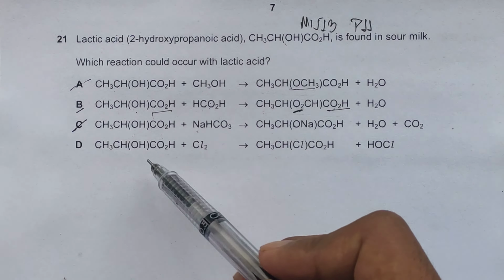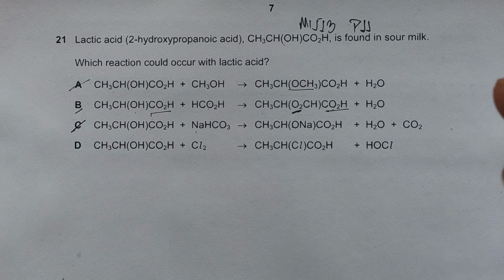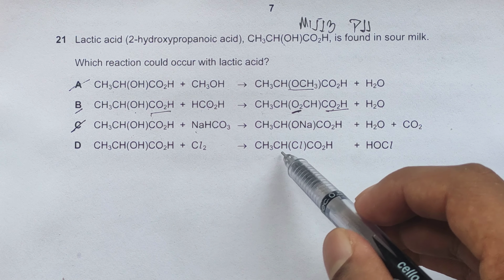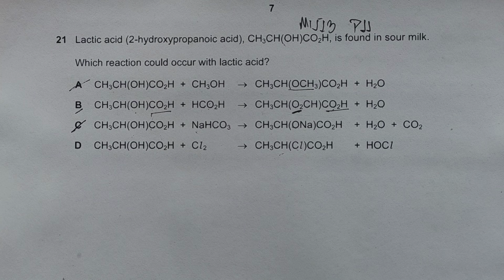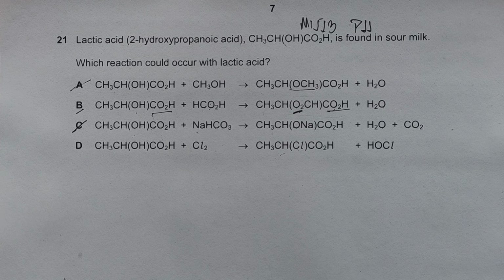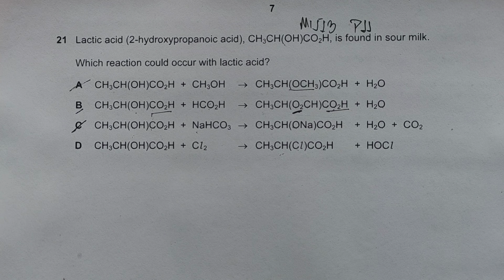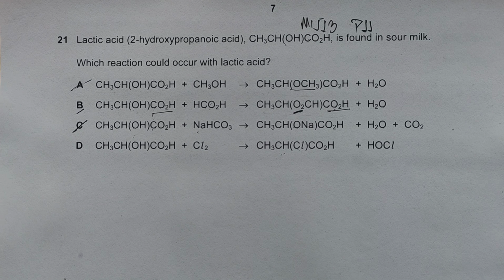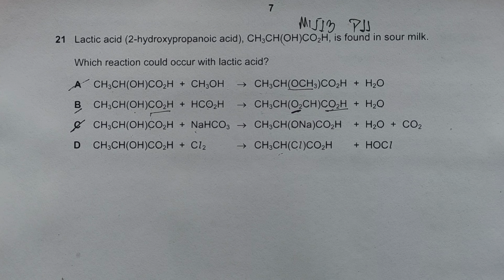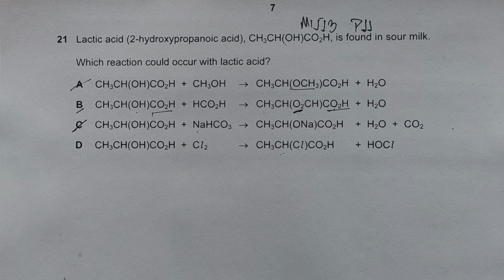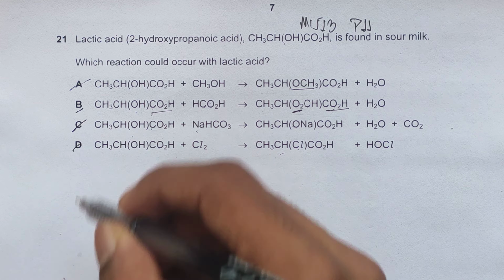Looking at option D, we have lactic acid and Cl2 producing CH3CHCl. Although this equation is halogenation of alcohol, we cannot use Cl2 to halogenate alcohols, because we have to use compounds such as PCl3, POCl3 or SOCl2 and so on. So D is also not our correct answer.